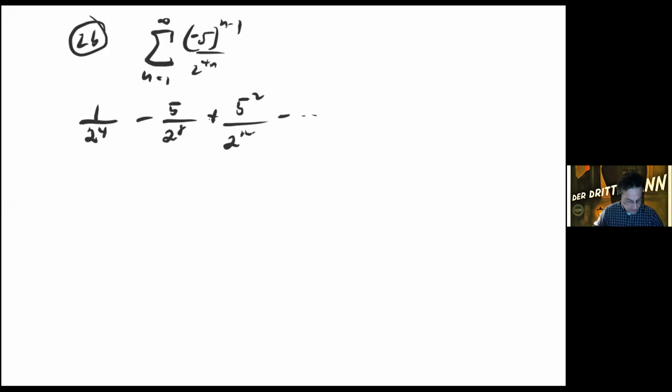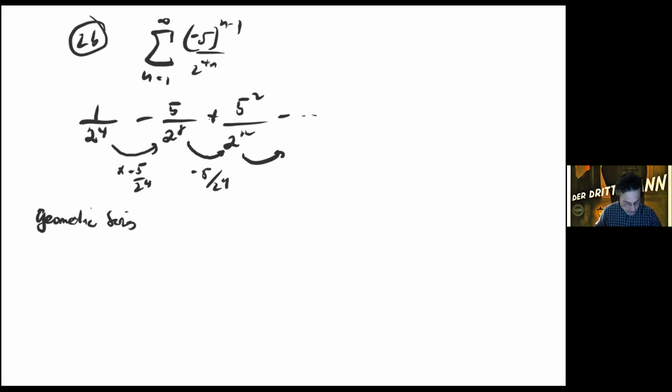So it's alternating. And now to get from the first term to the second term, you've got to multiply by -5 over 2 to the 4th power. To get from the second term to the third term, you've got to multiply by -5 over 2 to the 4th power, and so on. So here, this is a geometric series with initial term 1 over 2 to the 4th power, and common ratio -5 over 2 to the 4th power.